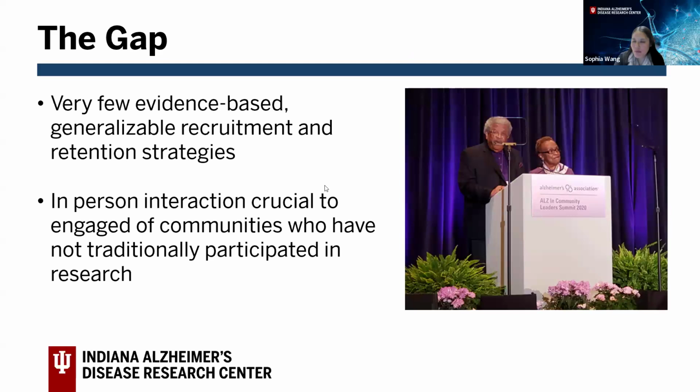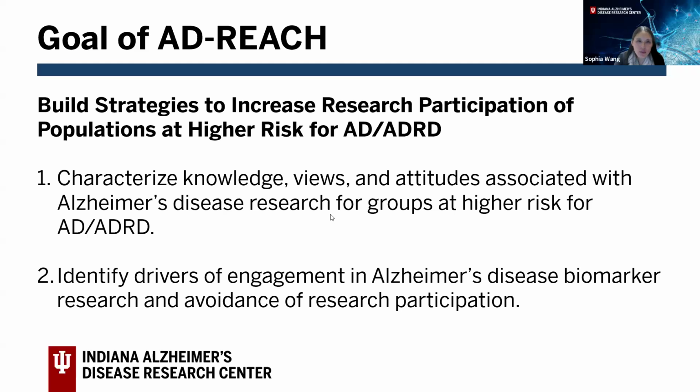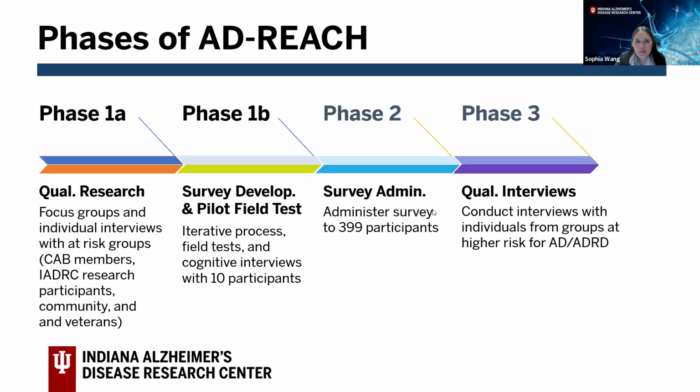And how do we get people who are from understudied groups who are also most at risk for Alzheimer's disease engaged in research? And so the goal of the AD REACH study was to begin to characterize knowledge, views, and attitudes associated with Alzheimer's research and those at higher risk, and what drove people to become more engaged or avoidant. This is especially important because a lot of the Alzheimer's disease research centers need biomarker characterization as we head into earlier and earlier detection, including neuroimaging, blood-based biomarkers. But then there's also a lot of concerns by the communities about participating in these procedures. So we sought to begin to understand that.